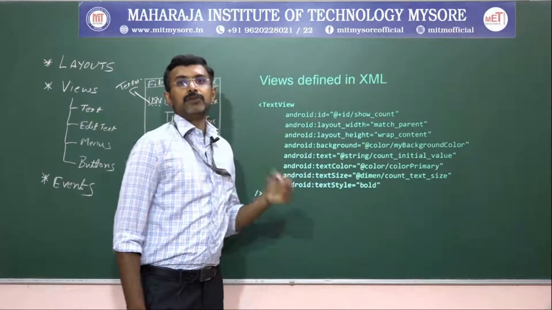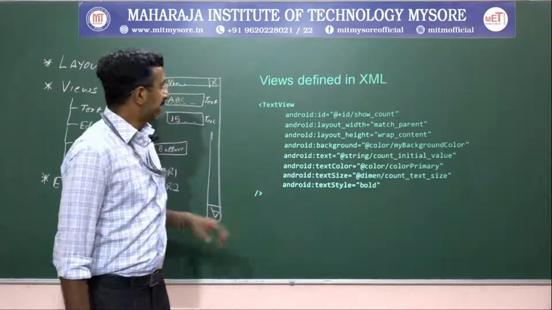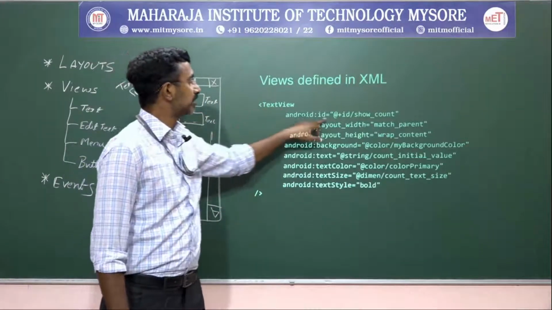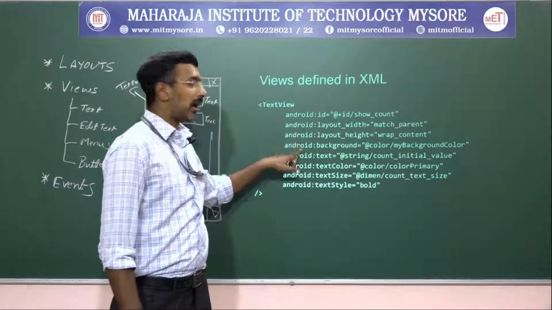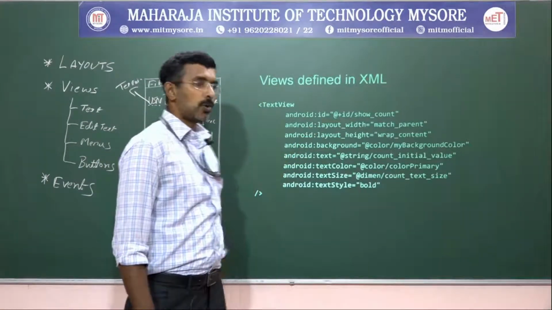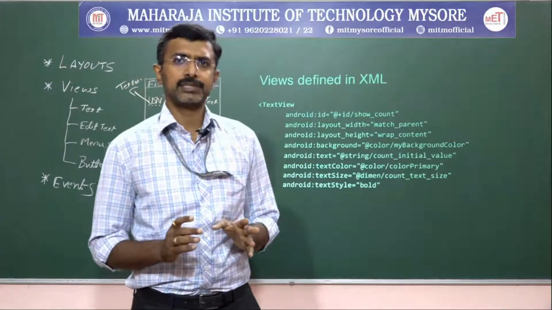And a view in an XML file looks like this. An XML text view has an ID in it. It has a width, height, color, text, background, size, style. So every property you can access using XML.